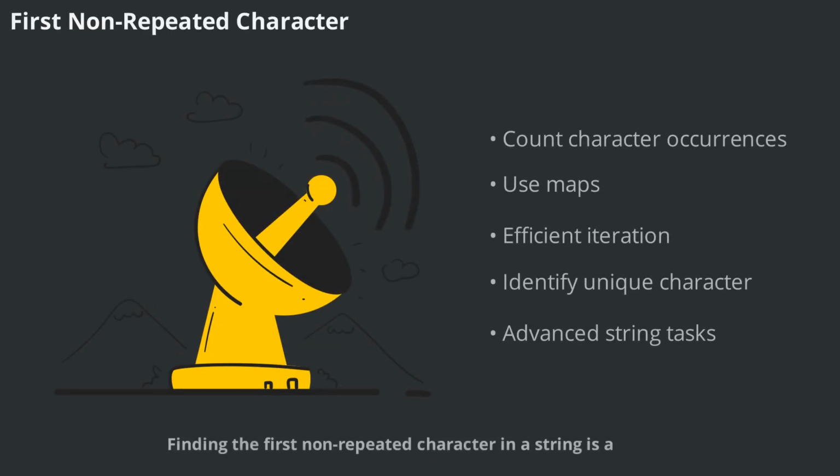Finding the first non-repeated character in a string is a question that tests your ability to use maps and iterate efficiently. By counting occurrences of each character, you can identify the first one that appears only once. For example, in "Swiss", the answer is w.